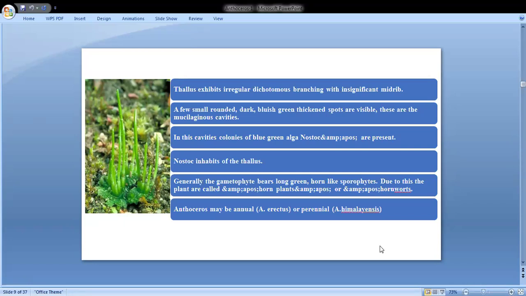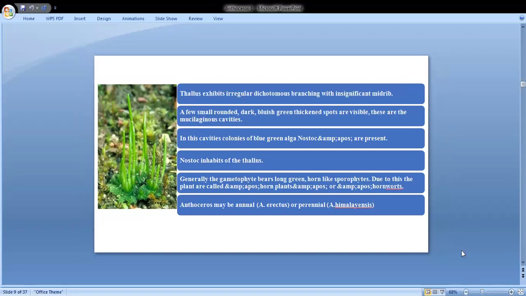Ma'am, clear. Okay. Next, the thallus exhibits irregular dichotomous branching with an insignificant midrib. A few small, rounded, dark bluish-green thickened spots are visible. These are the mucilaginous cavities. About the mucilaginous cavities, I will explain in the thallus structure.